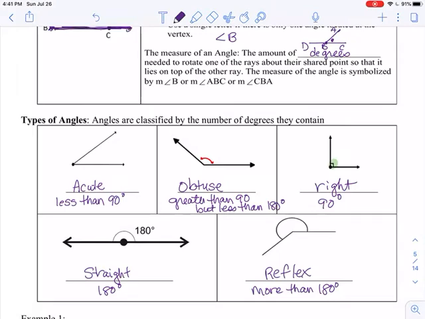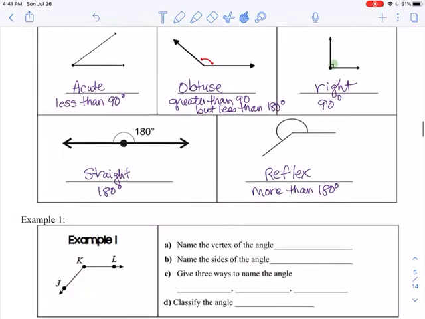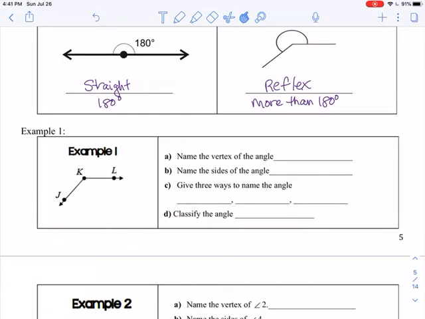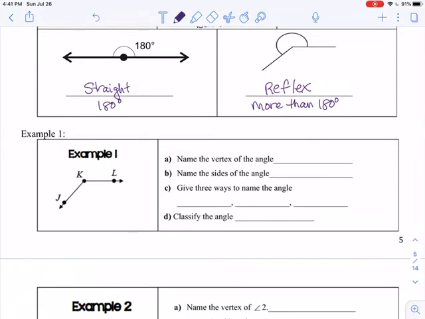Let's practice just naming them, talking about them, their parts. So if we look at example 1, name the vertex of the angle. Remember, the vertex of the angle is where those two rays meet. So my vertex of the angle is right here at K. The sides of the angle are my rays. So KL is one ray, and my other side is KJ going this way. They share that vertex. They share that K.